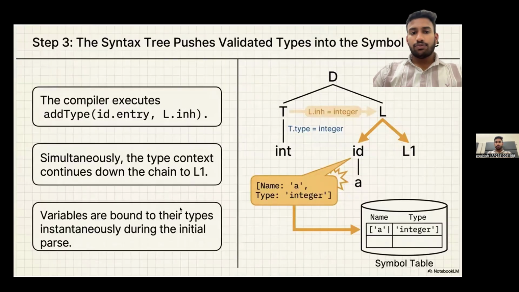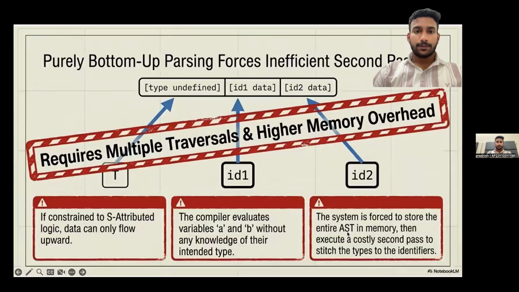Here, L is divided into ID and L1. Simultaneously, the type context continues down the chain to L1, and the variables here are stored directly into the symbol table.